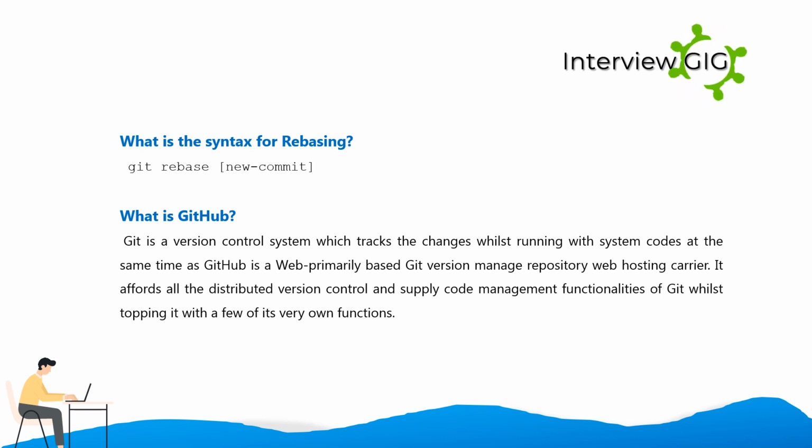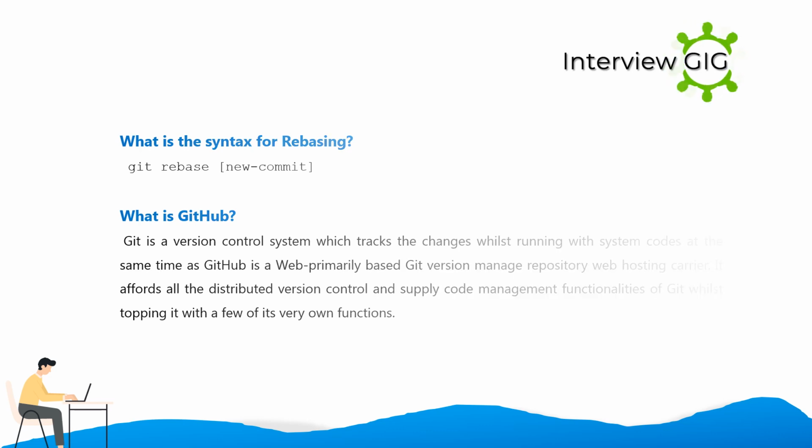What is GitHub? Git is a version control system which tracks the changes while running with system codes at the same time. GitHub is a web-primarily based Git version-managed repository web hosting service. It offers all the distributed version control and source code management functionalities of Git while topping it with a few of its own features.